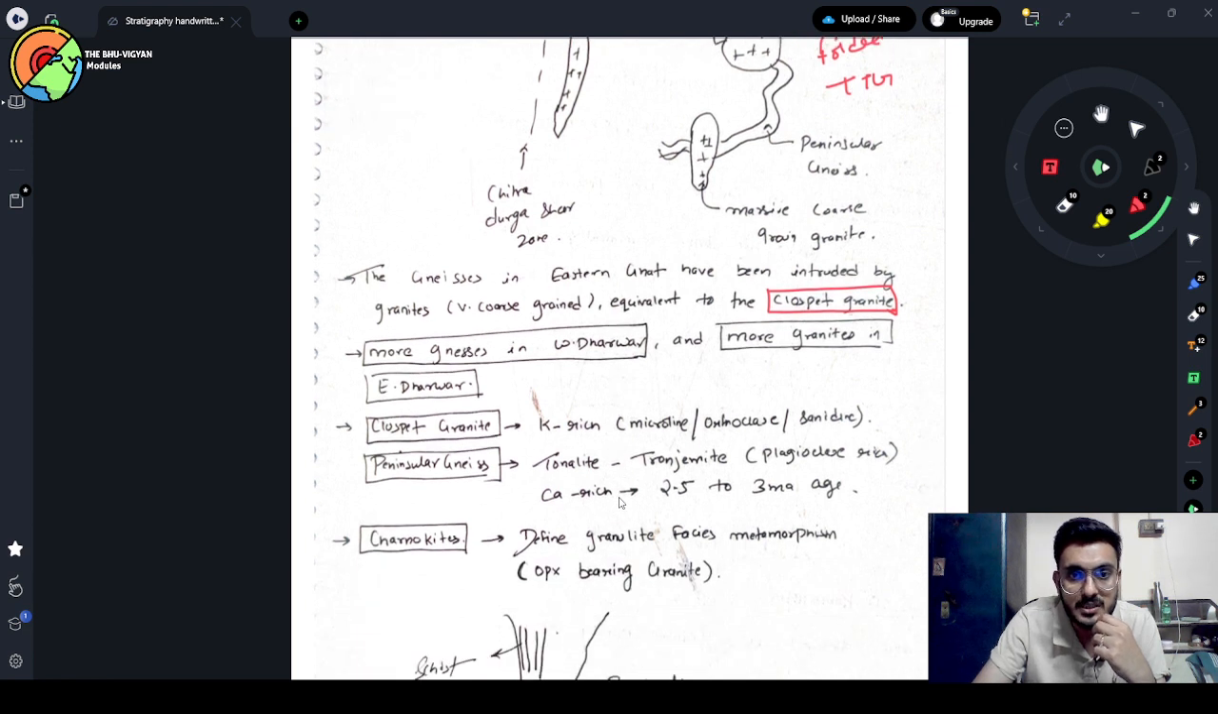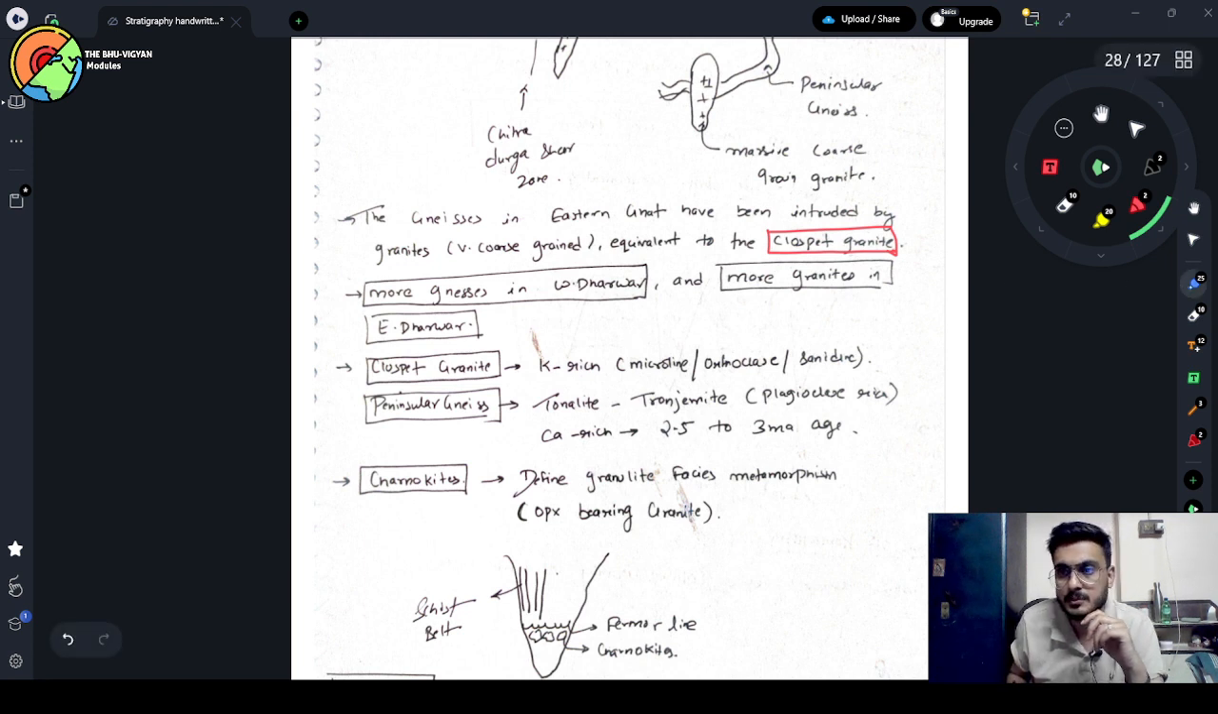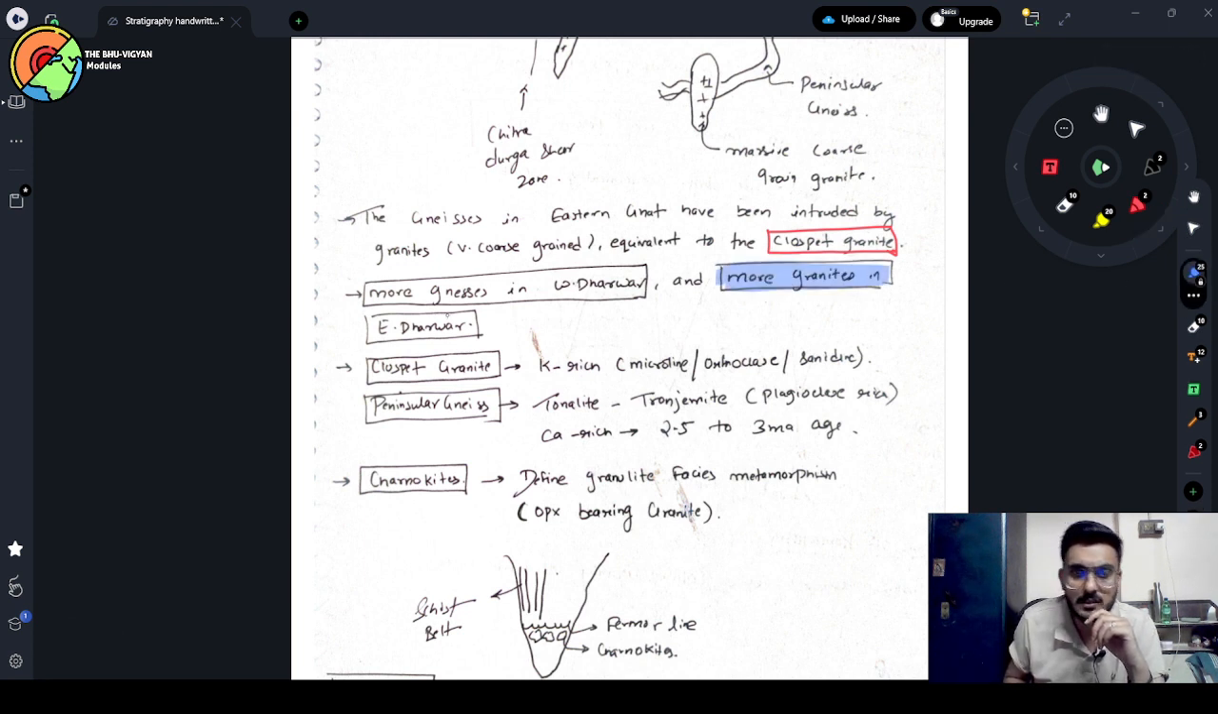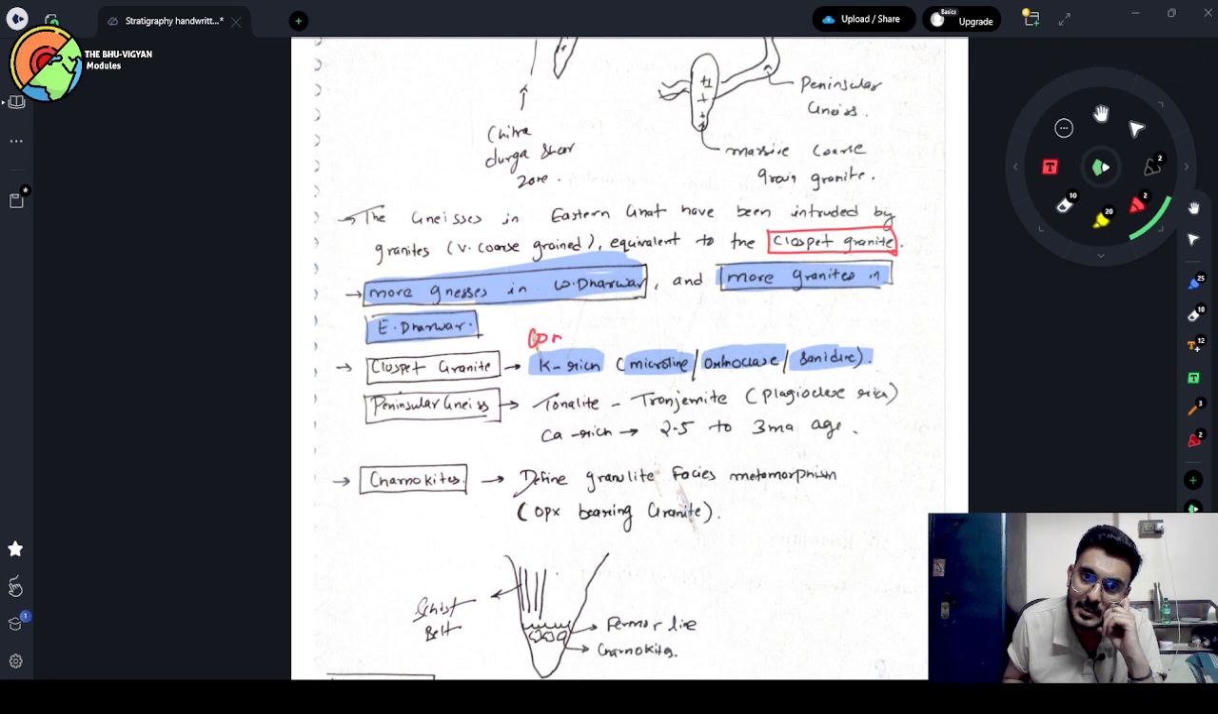Now there is more gneiss in the western Dharwar Craton and more granites in the eastern Dharwar Craton. This is an important point. Now about the Closepet granite: it basically formed when the collision between the eastern Dharwar and western Dharwar Craton took place. It is potassium rich, and it contains microcline, orthoclase and sanidine. So this is the composition of the Closepet granite.